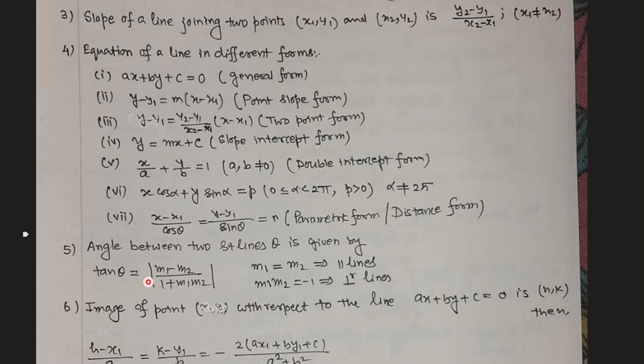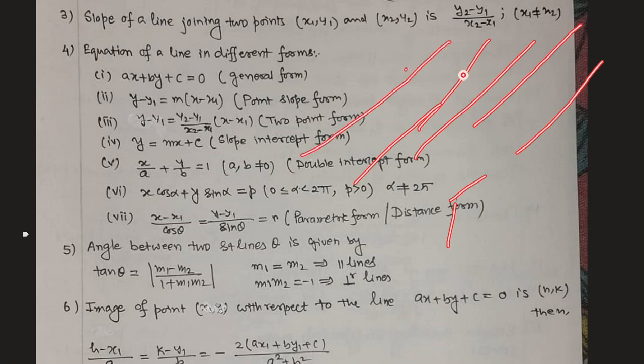Now what will happen if the numerator is 0? If the numerator is 0, then tan theta is 0. Numerator is 0 means m1 and m2 have the same value. That is only possible when your lines are parallel.